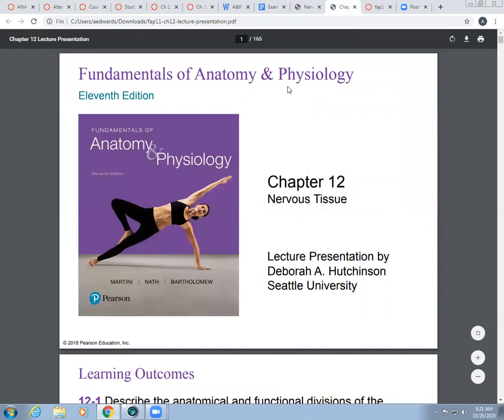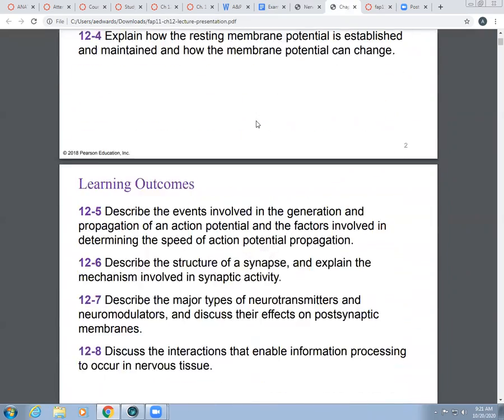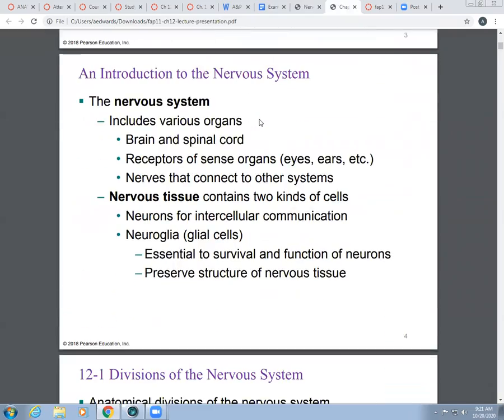So let's go ahead and start the chapter. Now we're moving into the nervous system. You have different organs that are involved: your brain and your spinal cord. You also have receptors for sensory organs, like your eyes and your ears. The nerves connect to other systems.